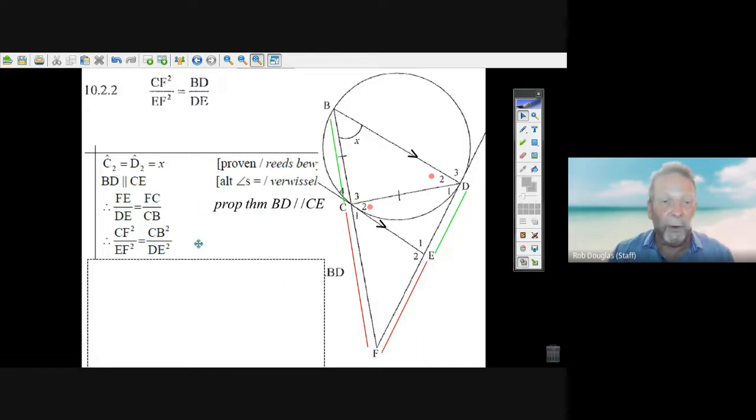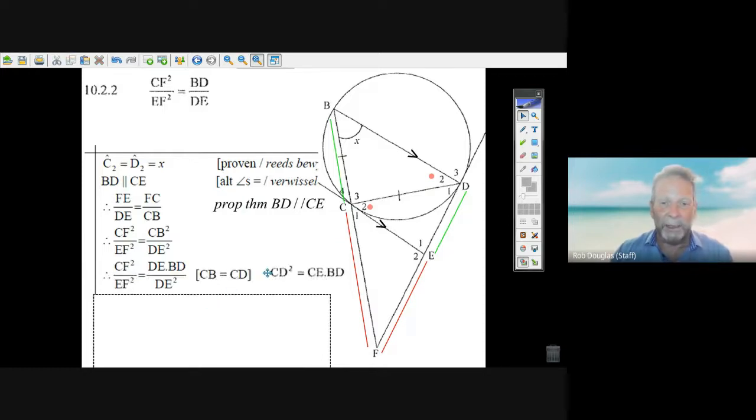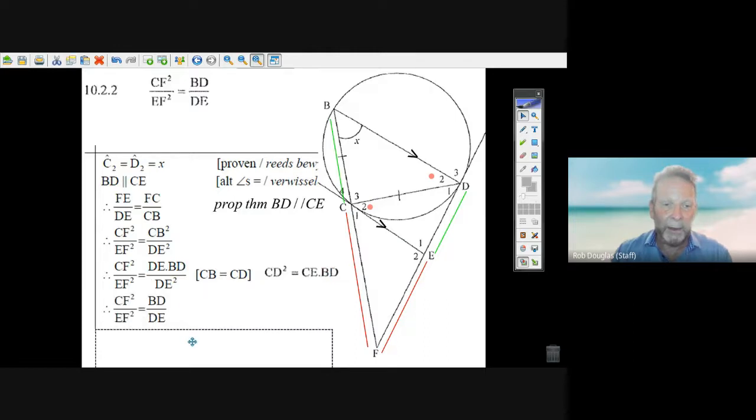This is exactly how far I got. And then I forgot this last thing that we did where CD squared equals CE times BD. So this CB squared, CB is the same as CD. So CB squared is really CD squared. And I can replace it with CE and BD. But hey, there's something else here. Yeah, that's it. The CE is really equal.